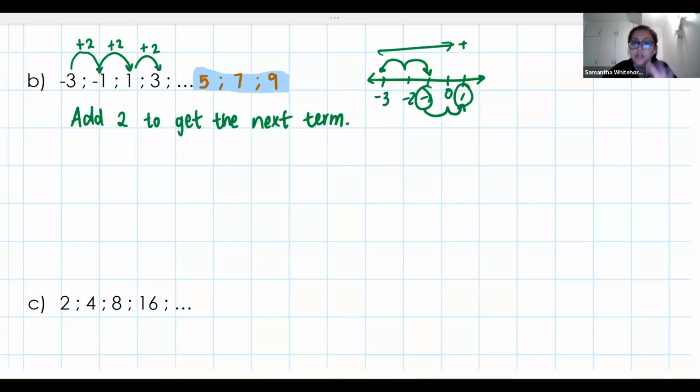Remember the next 3 terms, and then describe the pattern. Shouldn't see any hands yet. I haven't asked for hands.